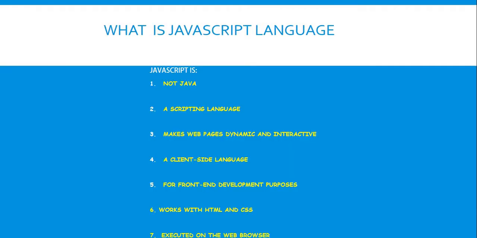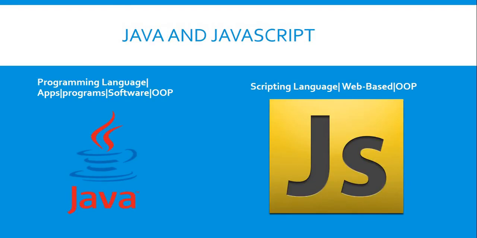Alright, let's begin. What is JavaScript language? Now, JavaScript is not Java. That is one big mistake a lot of people make. They think JavaScript is Java. JavaScript is not Java. Java is a programming language and JavaScript is a scripting language. Java is a programming language used to create apps, programs, and software that runs on operating systems like Android. I'm talking about your mobile device, the Android mobile device, and machines and computers.